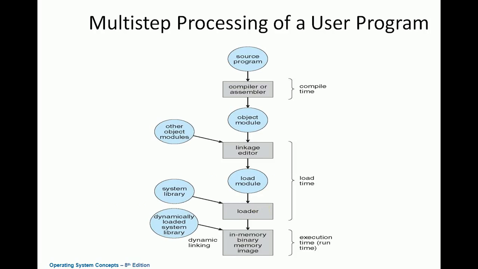So now let us look at multi-step processing of a user program. The program which is written by the programmer is called a source program. The source program will be given to a compiler or assembler. We know what the compiler does: it takes the source program as input and produces an object program, which consists of object codes. These object codes will have the starting address from 000. So this is called compile time.